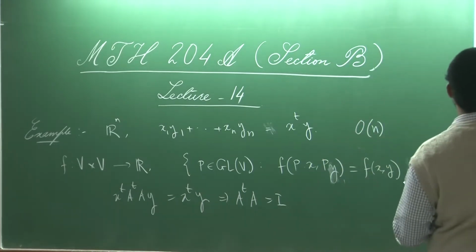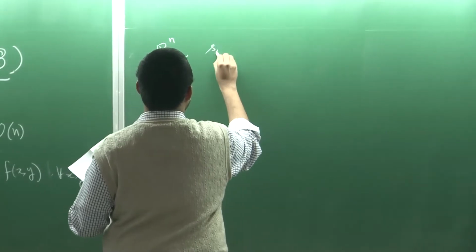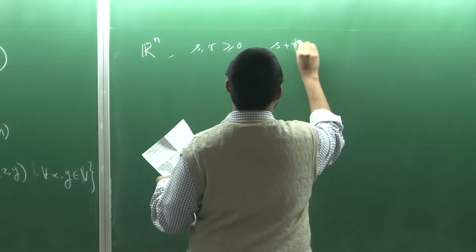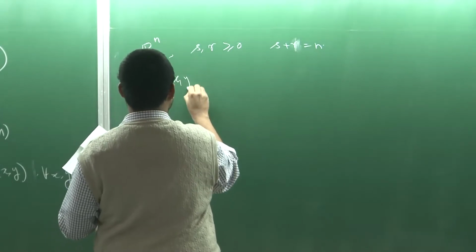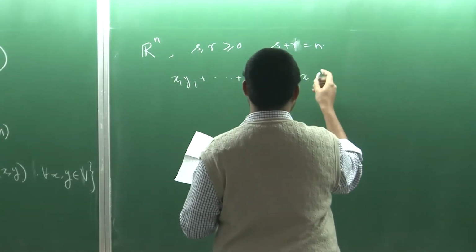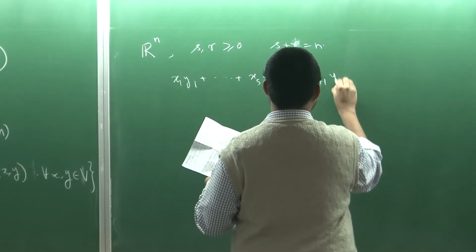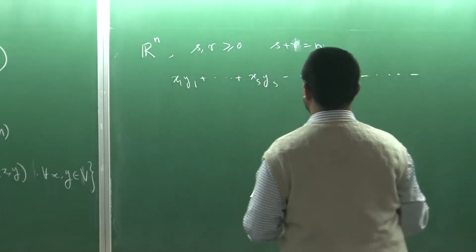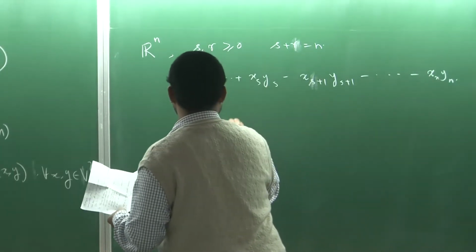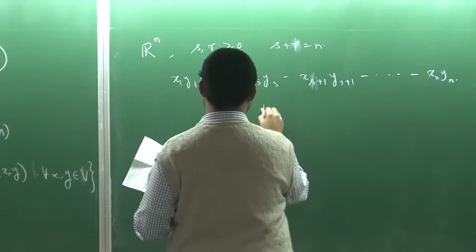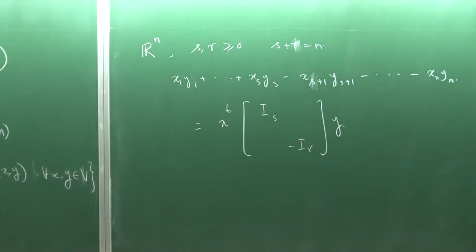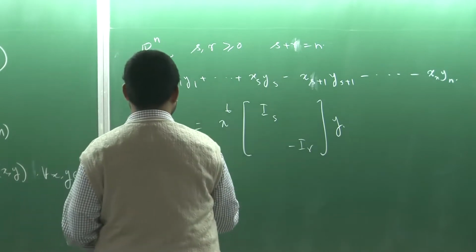More generally, let S and R be non-negative integers such that S plus R equals n, and consider the following form: x1 y1 up to xs ys, and then just the negative of the rest, x_{s+1} y_{s+1} up to xn yn. It is better to put that in matrix notation, x transpose times the matrix diag(I_s, minus I_r) times y. So, this is a bilinear form on R^n.